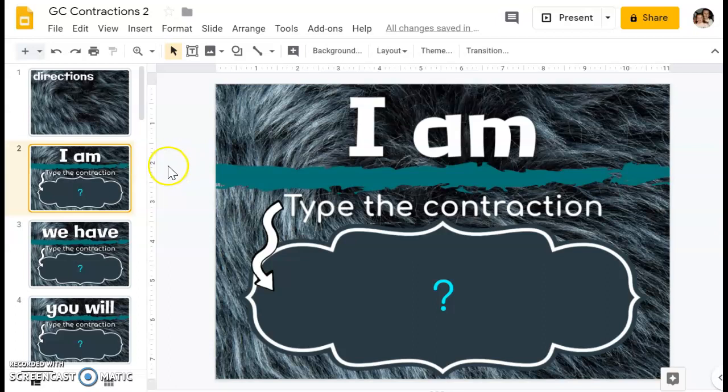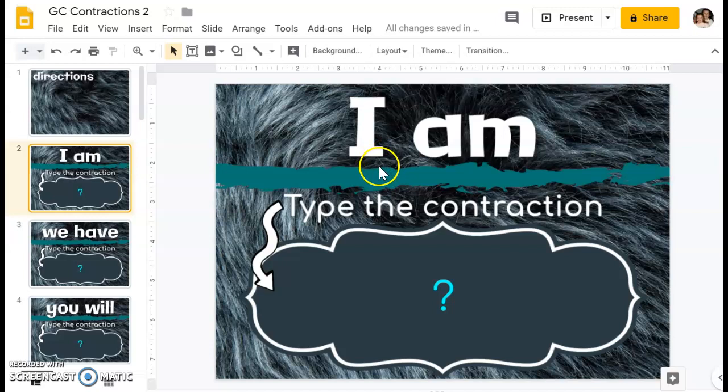Today we're going to be looking at contractions, and contractions are two words that are smushed together and one or more of the letters in the middle of the word is replaced by an apostrophe. So we've already talked about contractions a little bit. Today we're going to be taking either two words and making a contraction, or we're going to be pulling the two words out and typing which two words are in the contraction.